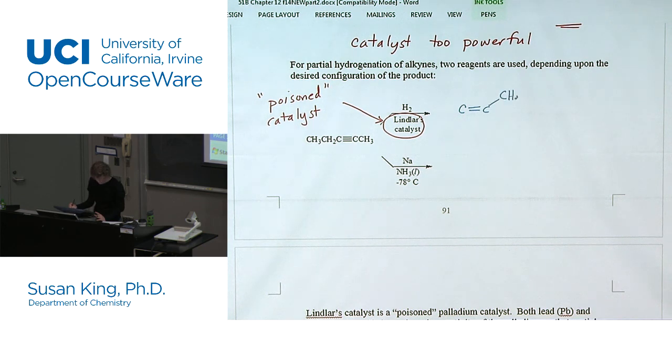Syn addition, right? So let's draw the hydrogens in a different color so you can see. Syn addition, those are the new hydrogens that you've added. So Lindlar's catalyst: this is stereoselective syn addition to give the cis alkene. Need to know that. Stereoselective syn addition to give cis alkene.